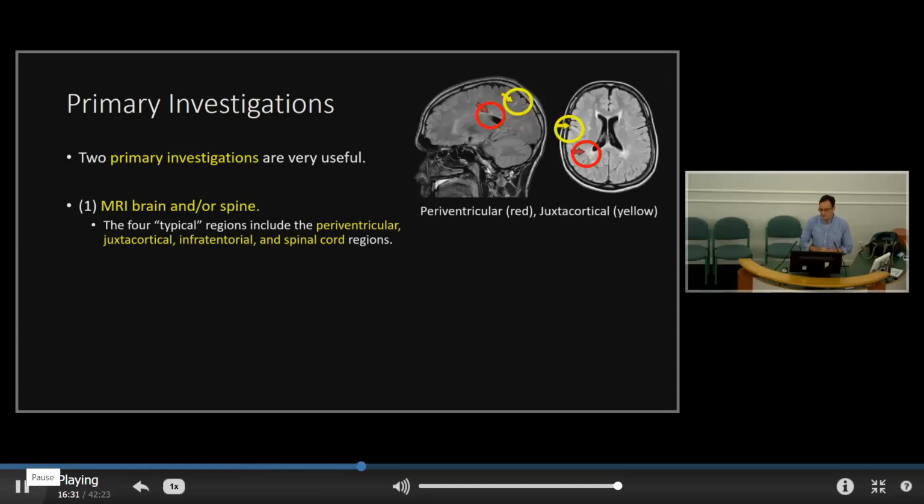So what do those look like? If you look at these two, we have a sagittal side view on the left, and we have an axial, sort of a top-down view on the right. The red circle shows periventricular high-intensity signal. So these are MRIs.